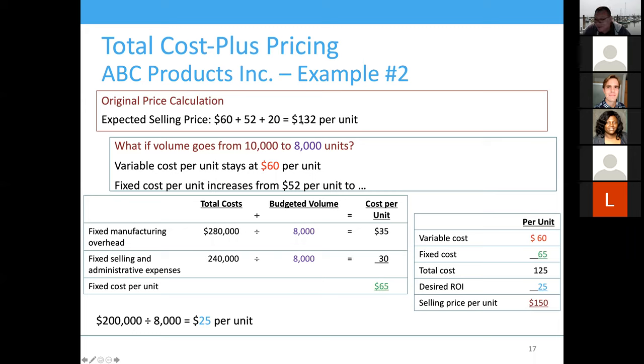It was 132, right? So if I'm able to sell 10,000 units, in order to make $200,000, I can target my selling price as 132. However, if the sales volume drops to 8,000, to earn the same $200,000 I have to target my selling price as 150, right? So when volume drops, your target selling price is higher in order to make the same amount of profit. Do we have any questions on this example?